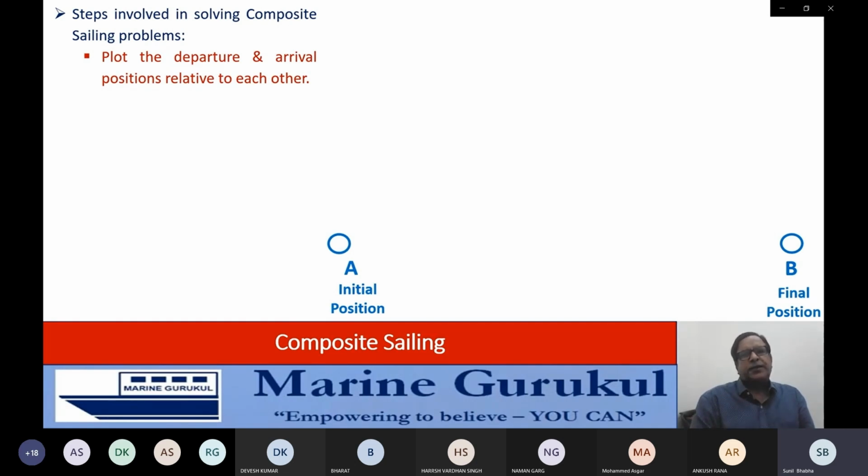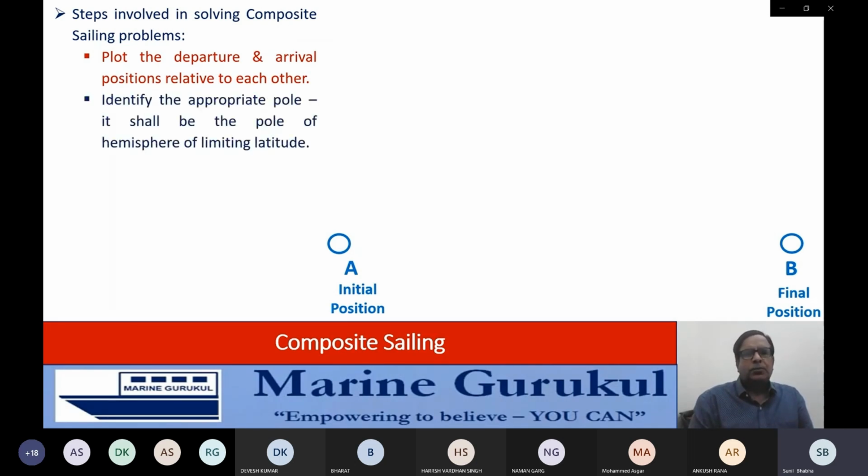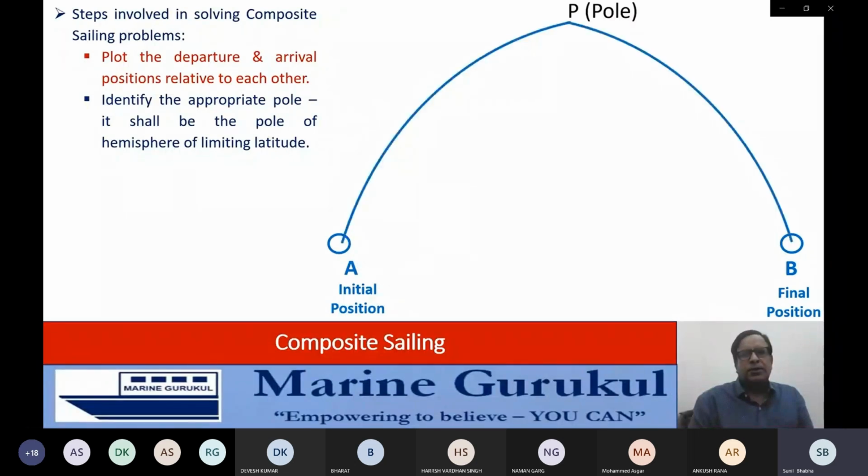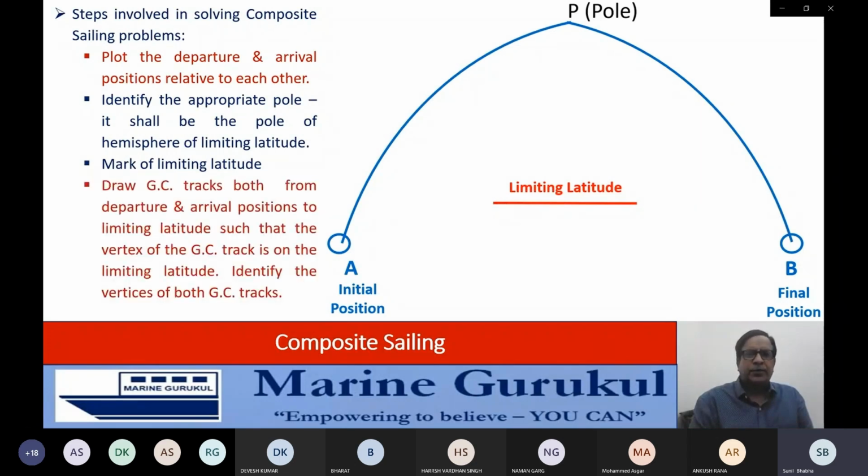Then we identify the appropriate pole. The pole of the hemisphere in which the limiting latitude lies would be the appropriate pole. Then we draw the meridians of A and B. Now, if it was a GC problem, we would have drawn the GC track from A to B, but in this case, we will mark off the limiting latitude. And the red one in the diagram is now the limiting latitude.